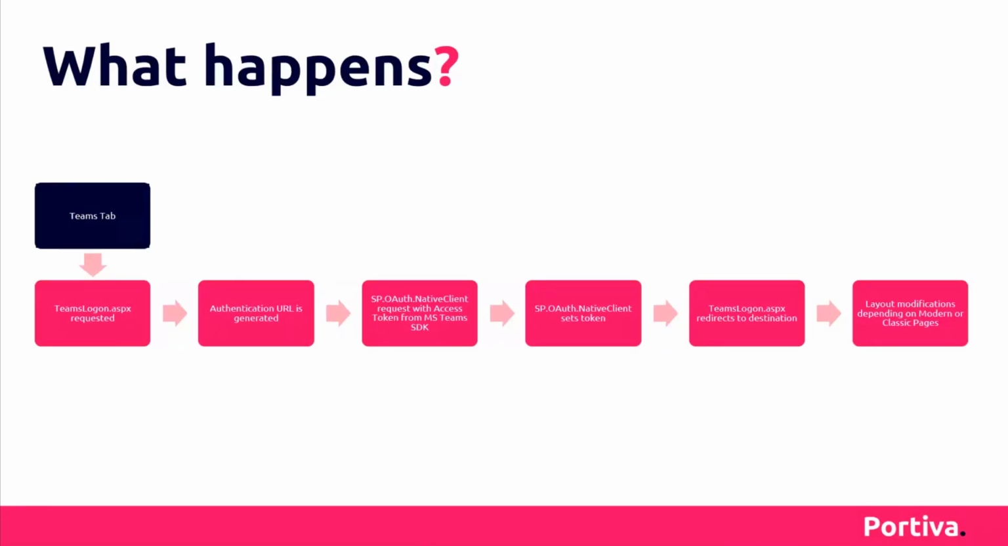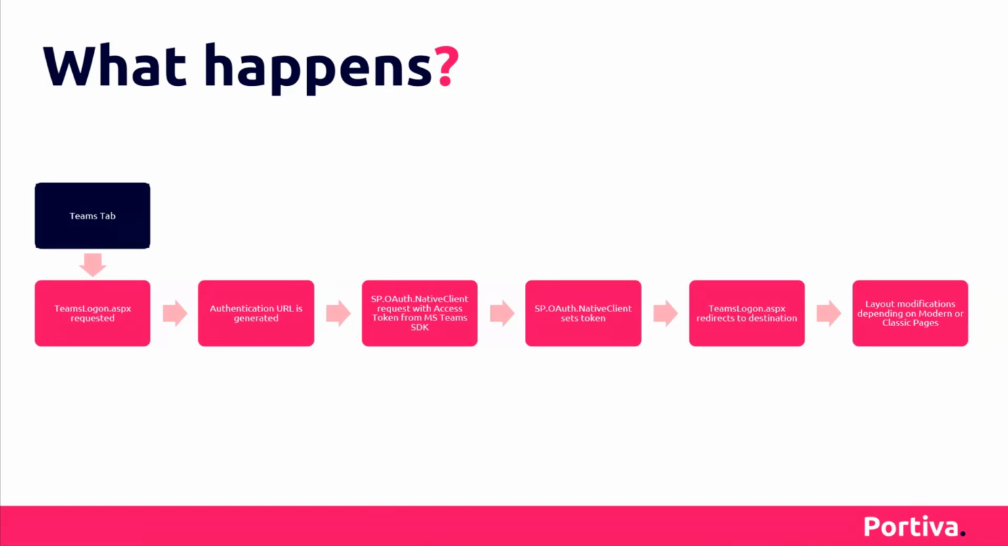There on that authentication URL, there are some things happening from the OAuth client. It picks up an access token from the Microsoft Teams SDK, then it sets that access token and redirects you to the final destination, which is a modern or classic page where your web part is running. And because it did the authentication part for you, what you will actually get is Teams context as well as that SharePoint context.